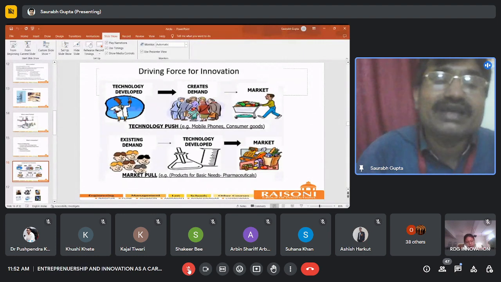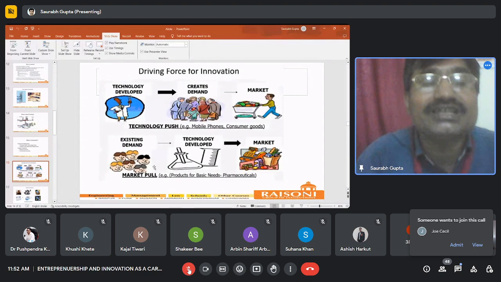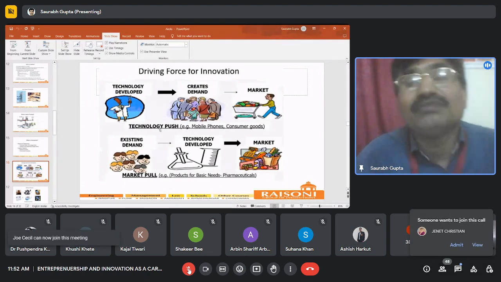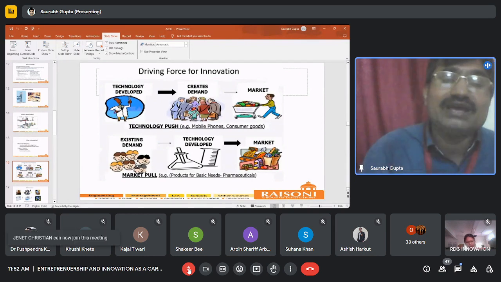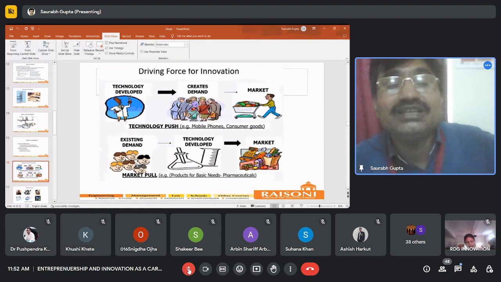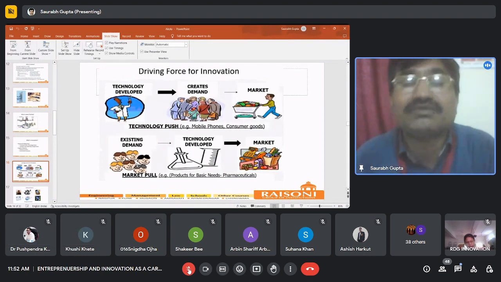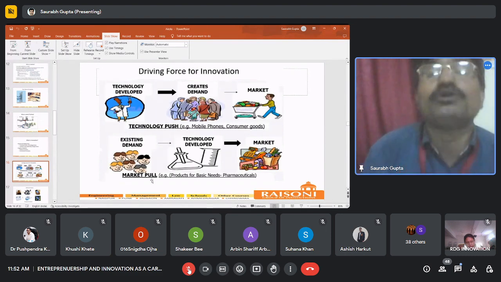Second is market pull. In market pull, the demand is already there, but the product is not available. We have demand, we have a market, but the product is not available. The example is the coronavirus vaccine. When this vaccine was created, the whole market came into place, right? So this type is called market pull innovation, which is creating the market.